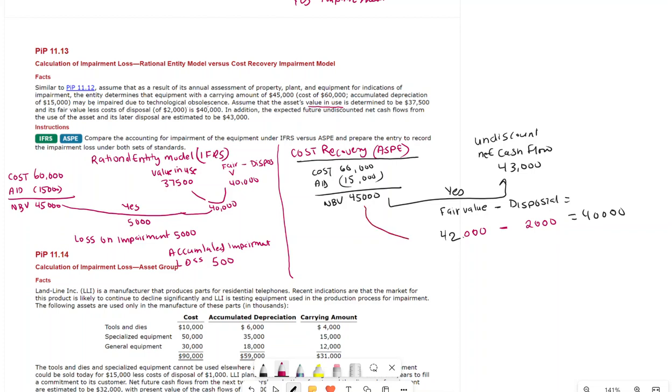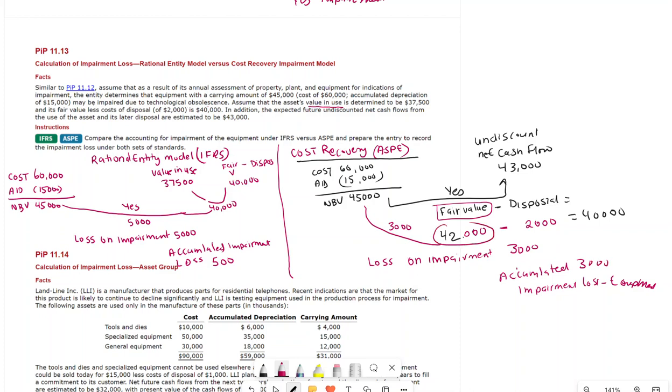So when we're doing an entry, you compare it to the fair value. Your entry will be for the $3,000, the entry will be exactly the same, only the amount is changed, loss on impairment. In this case you could also say equipment, and your entry will be for the $3,000. You compare it to the 42,000, not with the 40,000. So that's what you're going to do. So let's look at the next one.